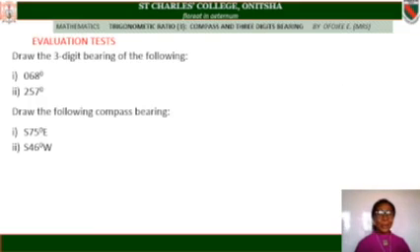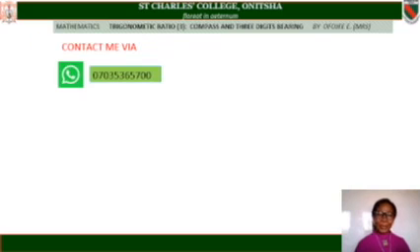And so we come to the end of the lesson with the following evaluation tests. Draw the 3-digit bearing of the following: 068 degrees, 257 degrees. Draw the following compass bearing: south 75 degrees east, south 46 degrees west. I hope that you get the lesson, and I knew that you will get the evaluation test solved.